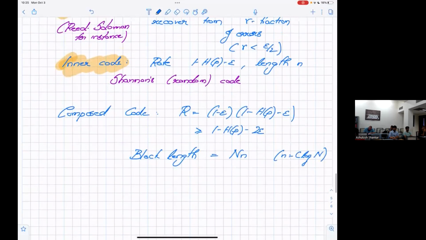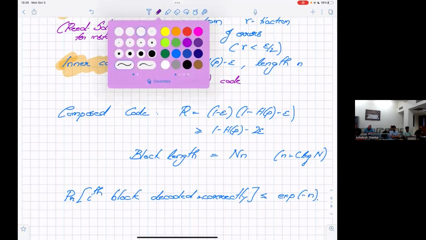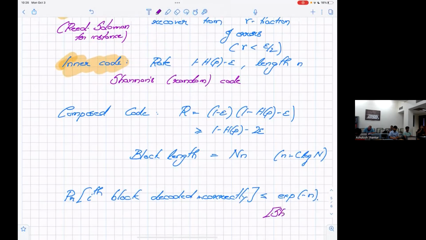Now, I'm just going to do the same thing as before. What's the probability that the ith block is decoded incorrectly? This is Shannon's guarantee. This is exponential in minus n. I'm just invoking Shannon's result for this. Okay. Now, when will this recovery work?